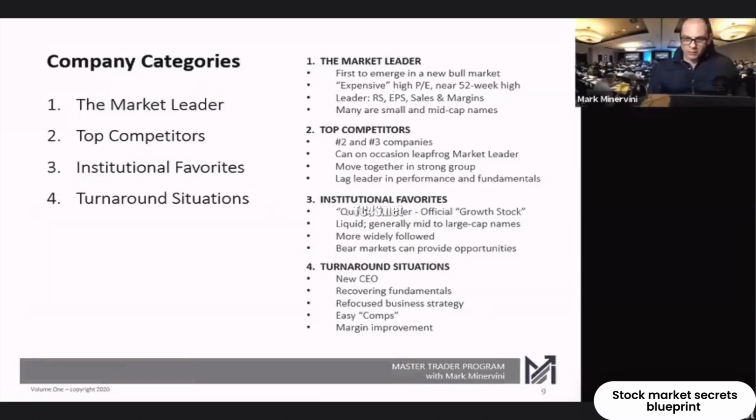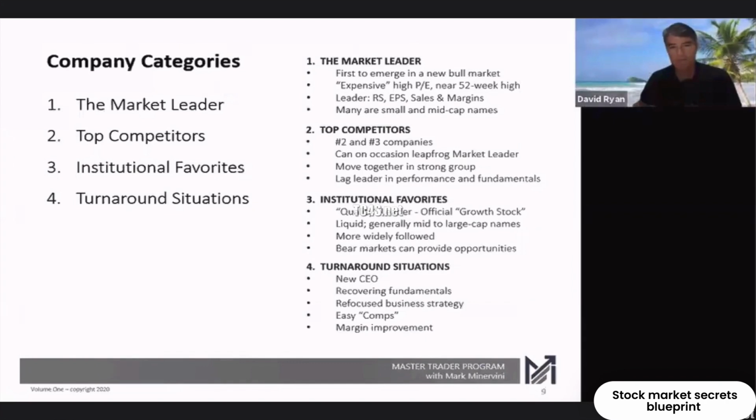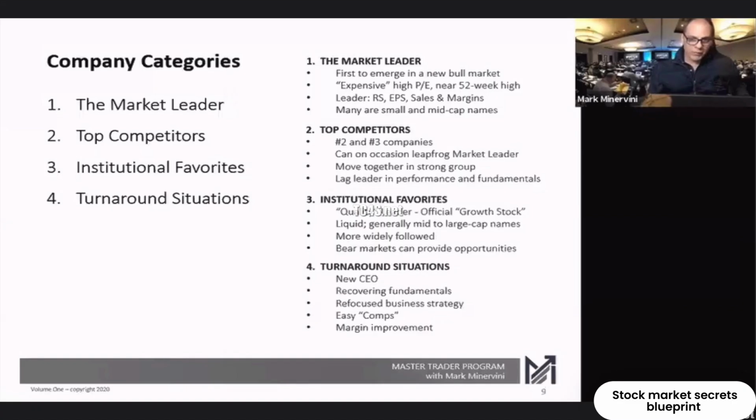Yeah, so I also try to concentrate my buys in the market leaders and the top competitors. And again, moving from the market leader to the top competitor, the top competitor is the number 2 or 3 company in an industry. Sometimes you can have a top competitor leapfrog the leader. For instance, Home Depot and Lowe's. At one time, Home Depot was doing much better than Lowe's, and then Home Depot slipped and Lowe's sort of moved into their position and did well for a while. They've sort of flipped back and forth.